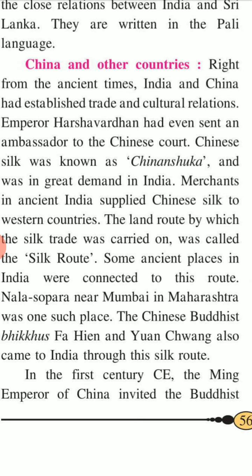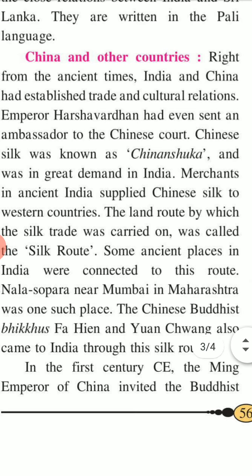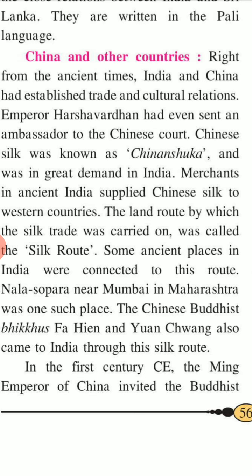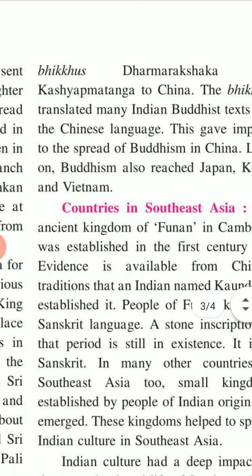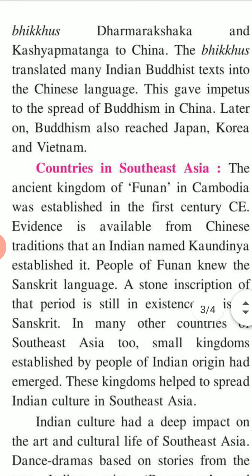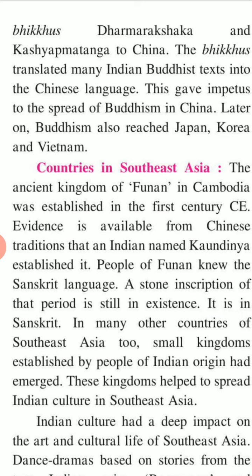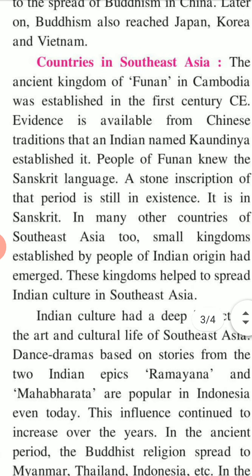The Chinese Buddhist bhikshus Fa Hien and Yuan Chwang also came to India through the Silk Route. In the 1st century CE, the Ming Empire of China invited the Buddhist bhikshus Dharmarakshata and Kashyapa Matanga to China. The bhikshus translated many Indian Buddhist texts into the Chinese language. This gave impetus to the spread of Buddhism in China. Later on, Buddhism also reached Japan, Korea, and Vietnam, countries in Southeast Asia.